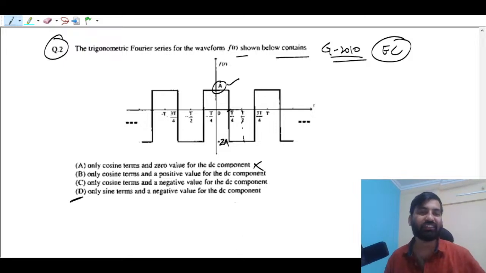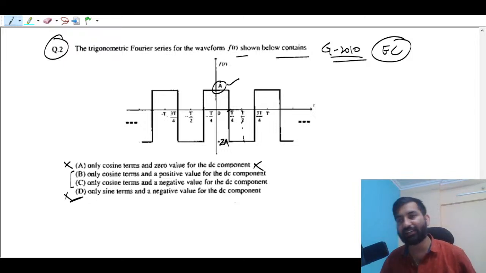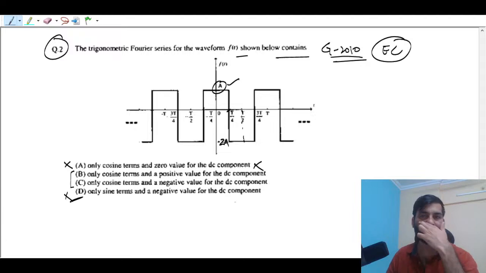So you can try this question, right? Option A will not be correct. Option D will not be correct. Now there is a fight between B and C. So which option can be correct? That is my question.